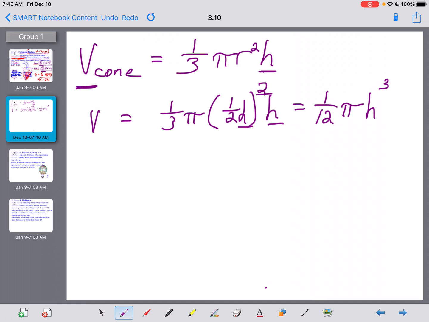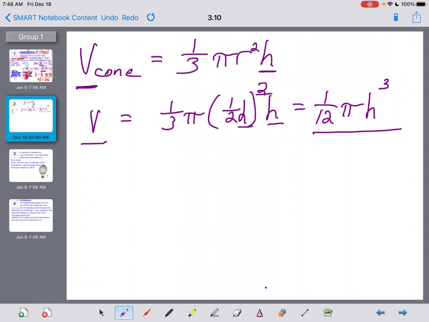And not to point out the obvious, some of you I know get this plain as day, but others probably have never thought about this before. What we've come up with right here, guys, 1/12 pi h cubed, is a formula for volume. And if you think about what volume means and what units volume will always be measured in, those units have to be cubic units.